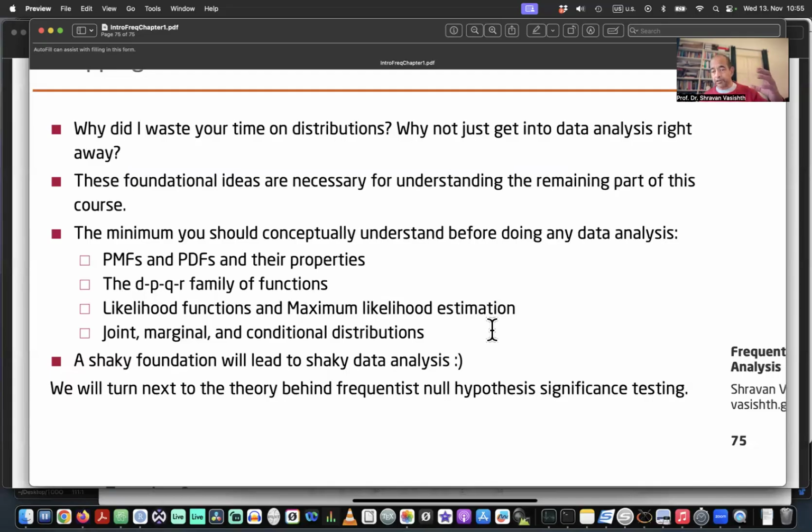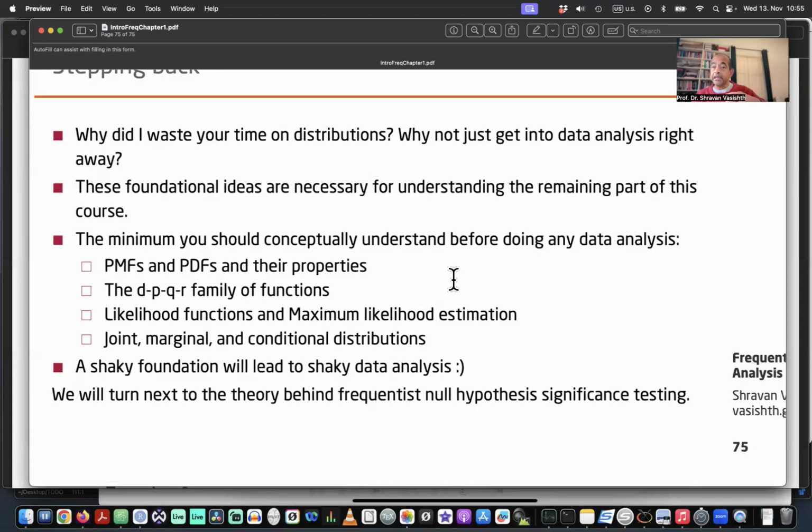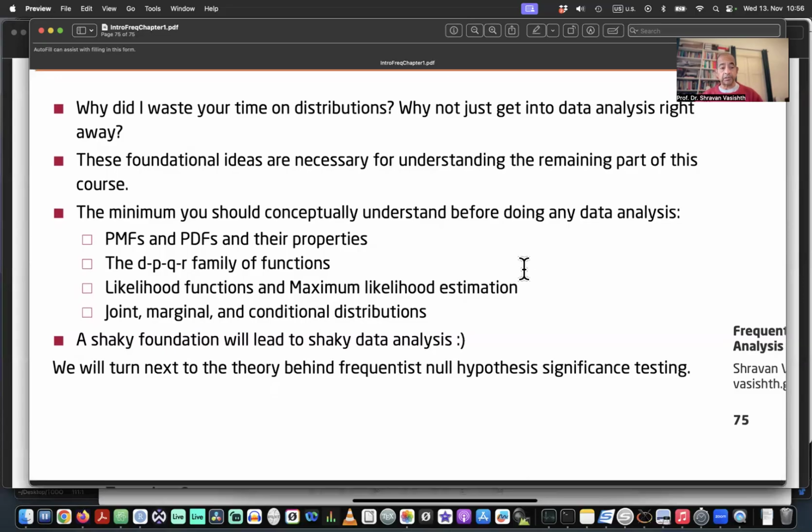And when we do the hypothesis testing work, we are going to refer back to the DPQR family of functions. We're going to need this knowledge that we have in chapter 1 in order to talk about how statistical inference actually works. If you don't understand chapter 1, the DPQR family, if you don't understand what a likelihood function is, what a maximum likelihood estimate is, you're going to have difficulty following the rest of the course. Okay, so this is a very important foundational section that you need to pay attention to.